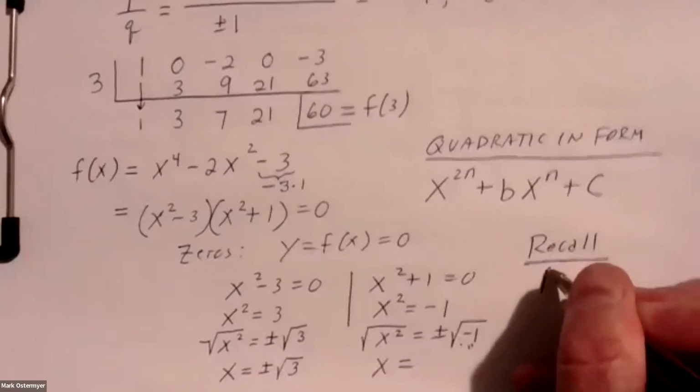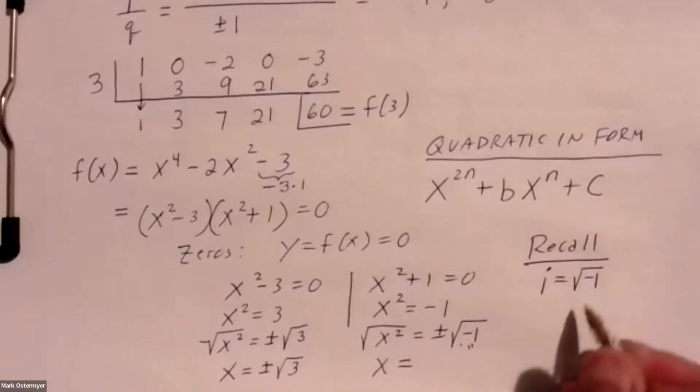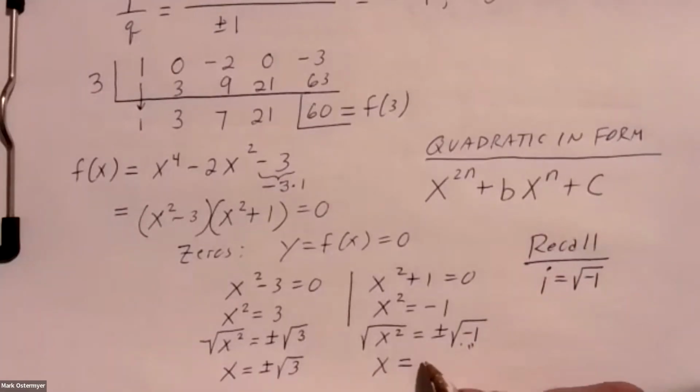I. Recall that i, the pure imaginary unit, is equal to the square root of -1 by definition. So our other 2 zeros happen to be complex conjugate zeros. One is positive i and the other one is negative i.